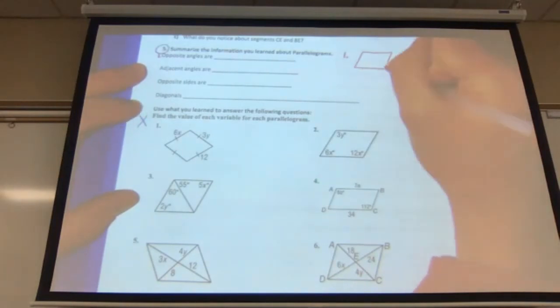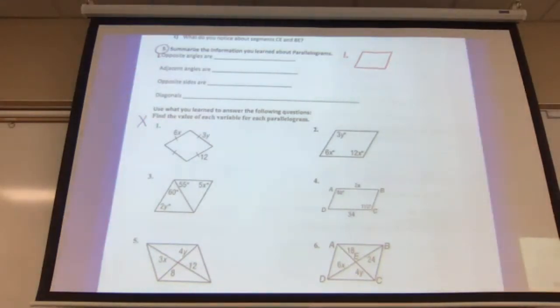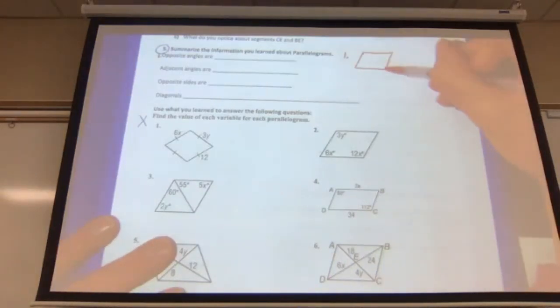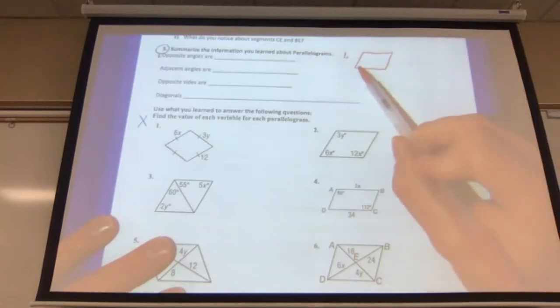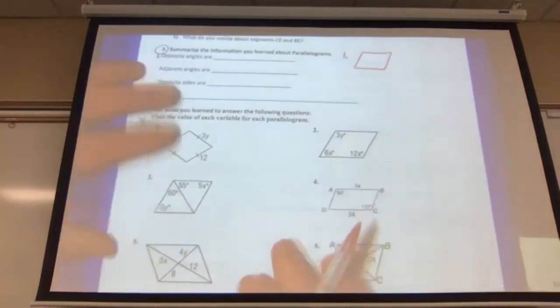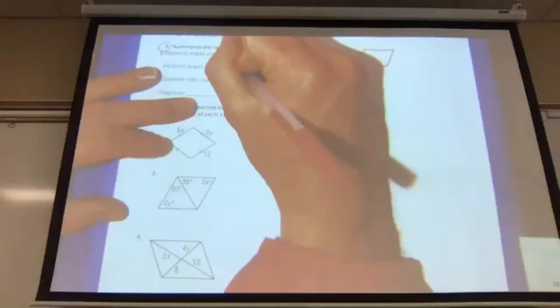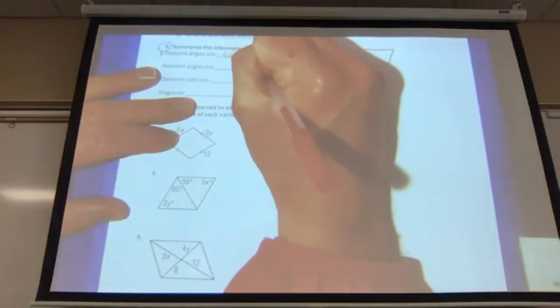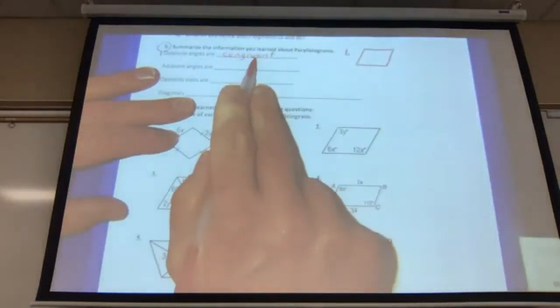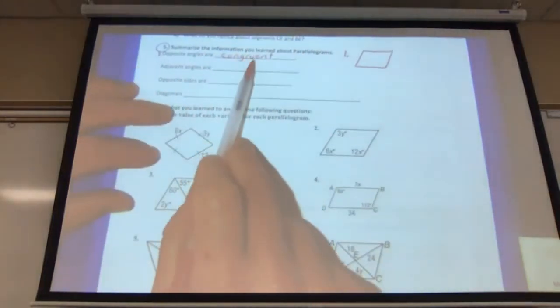And then opposite angles are angles that are diagonally across from each other. So like these two angles here would be opposite angles, and these two angles here would be opposite angles. And what you hopefully found out in there is that your opposite angles will always be congruent. So if you didn't have congruent there, cross off what you did and write in congruent.